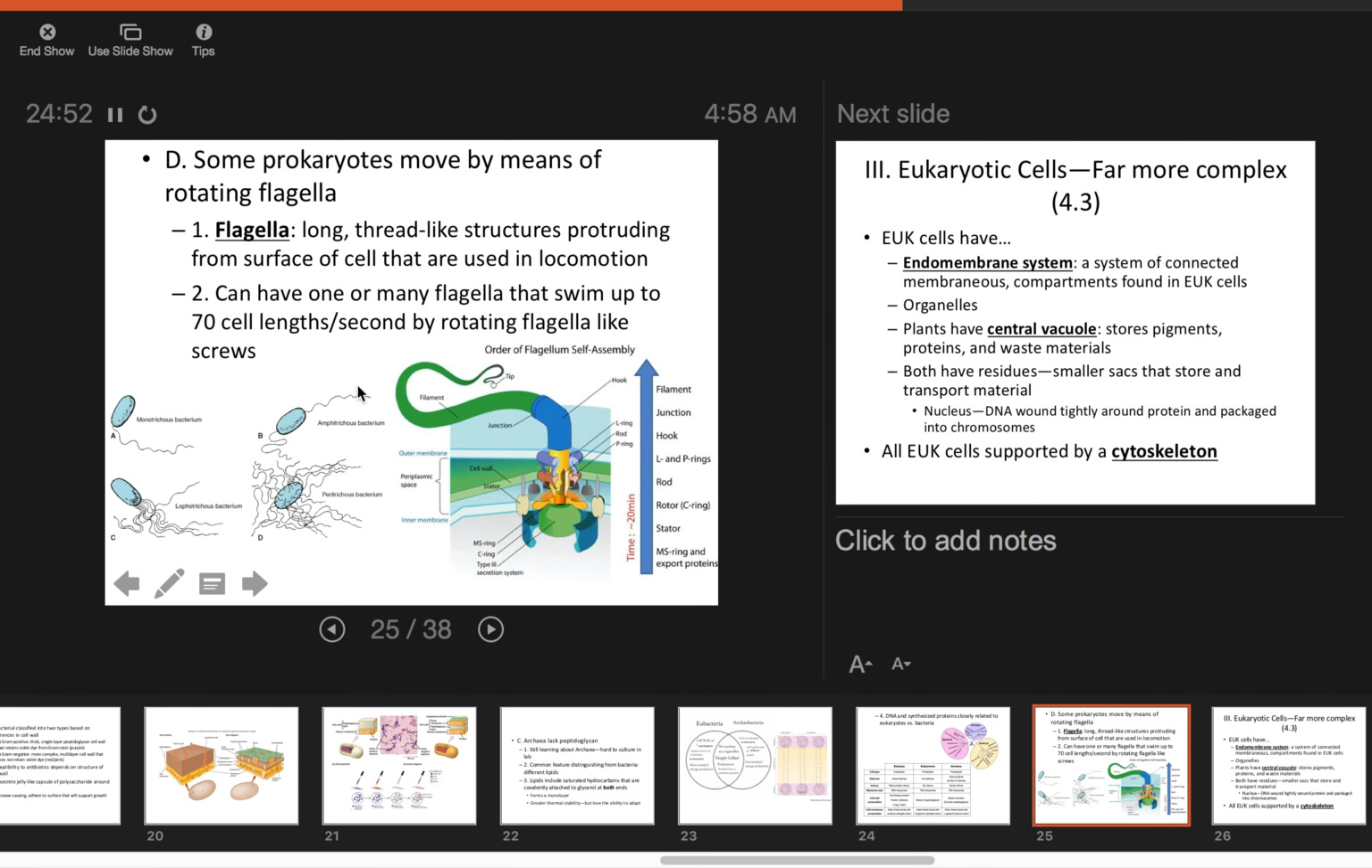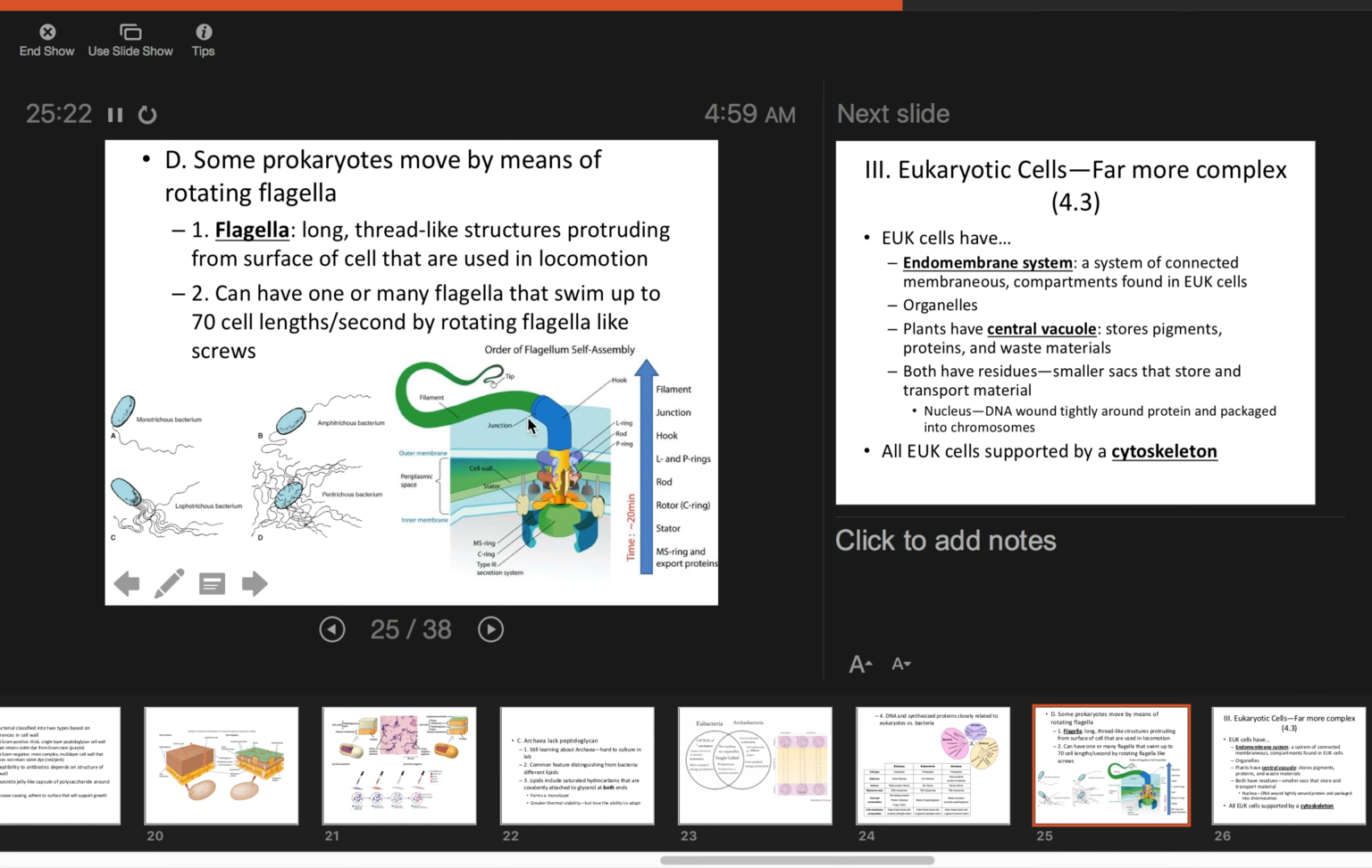Some prokaryotes can move by rotating flagella. A flagellum is a propeller-like tail that's used in locomotion. They can swim extremely fast with a flagellum, 70 cell lengths per second. You can have lots of different types of flagella: one-tailed, two-tailed, multi-tailed, tails everywhere.